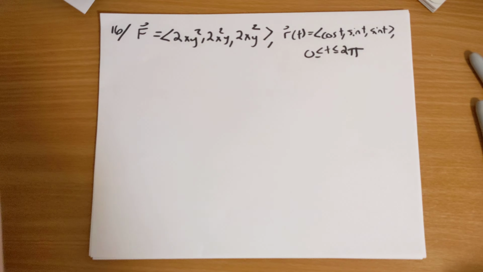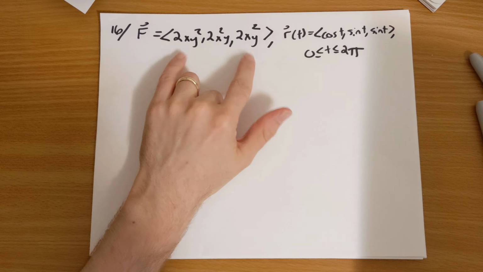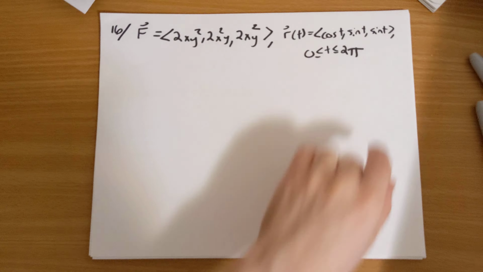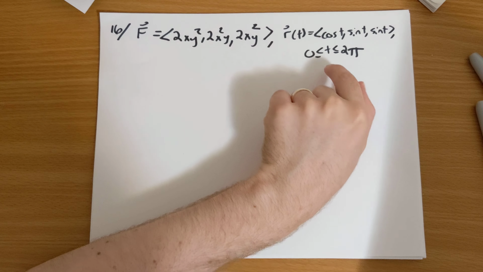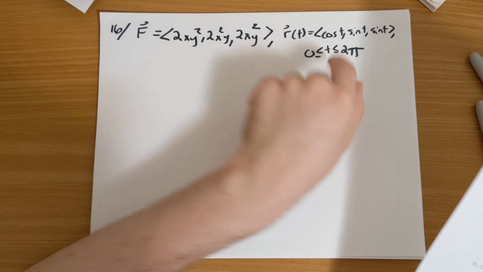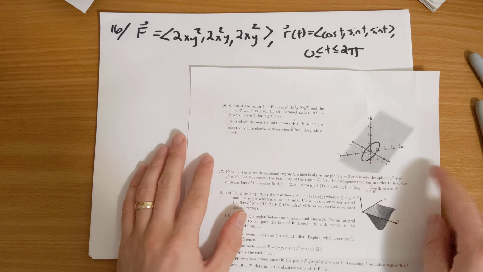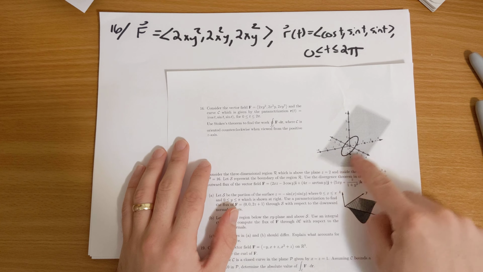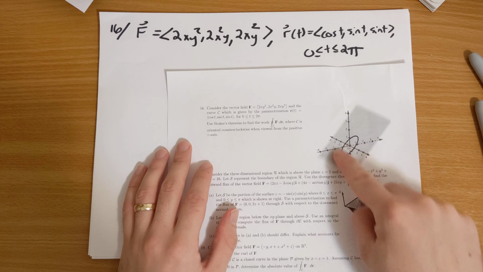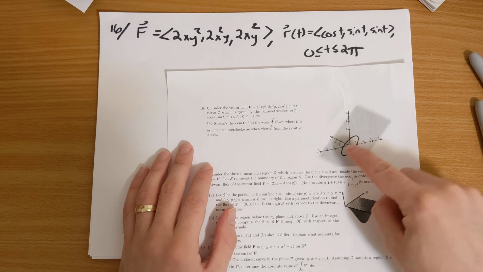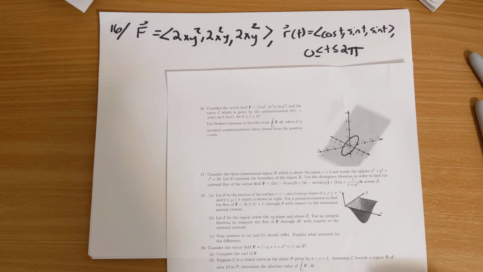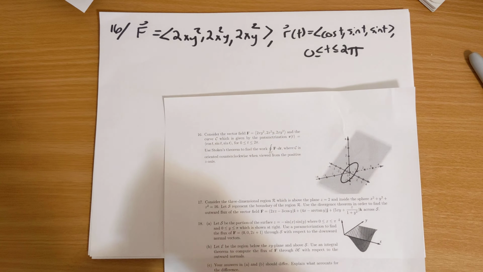Problem number 16. Consider the vector field F with this formula right here. There's a curve C with this parametrization given here. And so we're supposed to use Stokes' theorem to find the circulation of F around that curve, oriented counterclockwise and viewed from above.